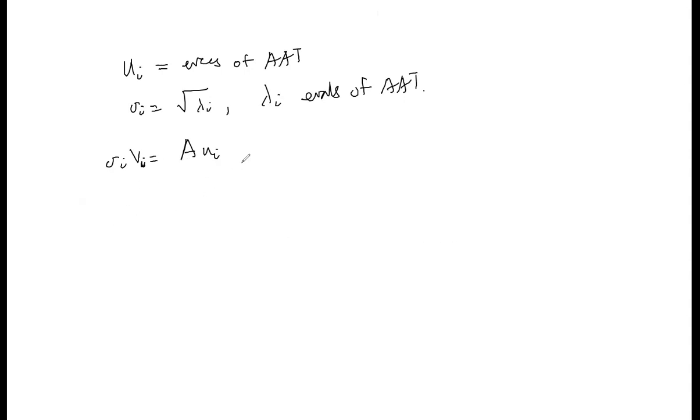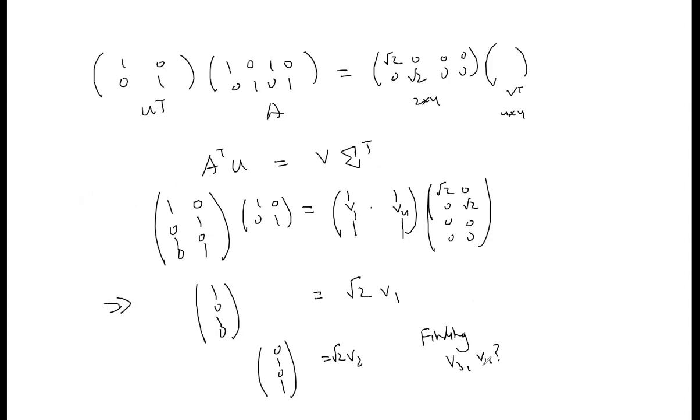But then this only goes so far. We still need to find these other v's, so this only solves for some of the v's. So it's kind of a long process. And so we still need to find v3 and v4. And how do we do that? Let's see.